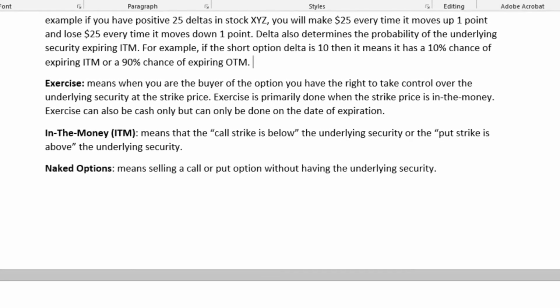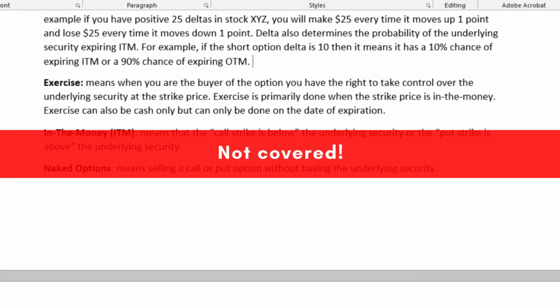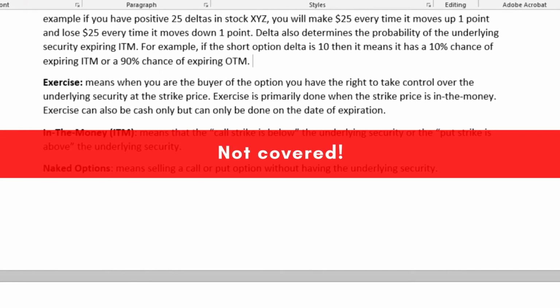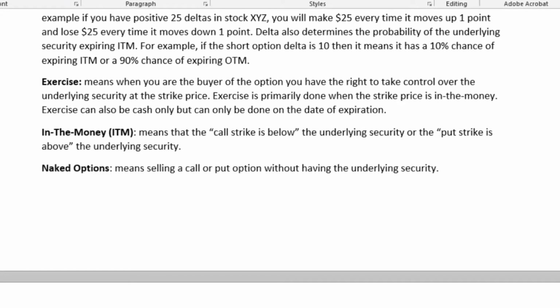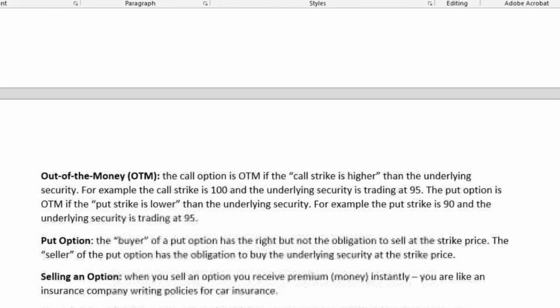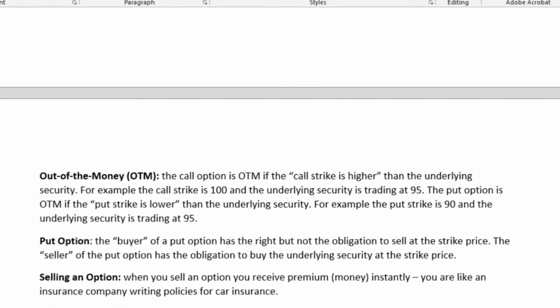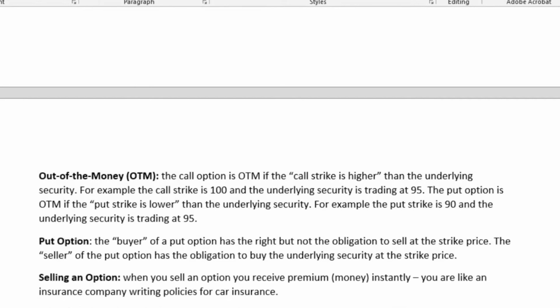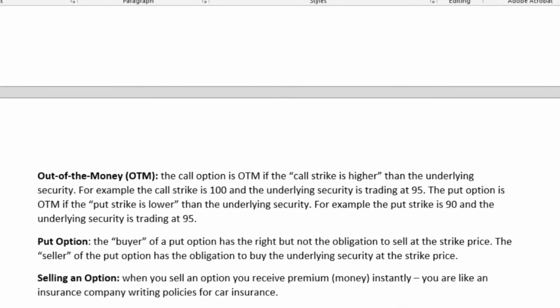But it also means not having another put or call that you bought to be your stop loss, as we showed on the selling of a call spread or selling of a put spread or selling of an iron condor. All right, so the call option is out of the money if the call strike is higher than the underlying security. For example, the call strike is 100 and the underlying security is trading at 95.